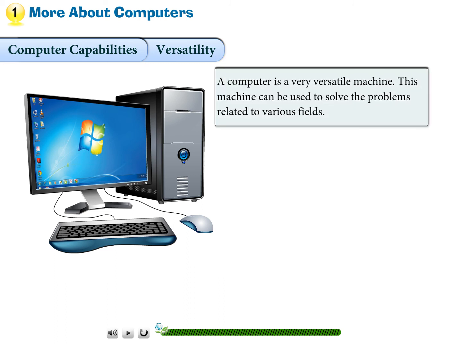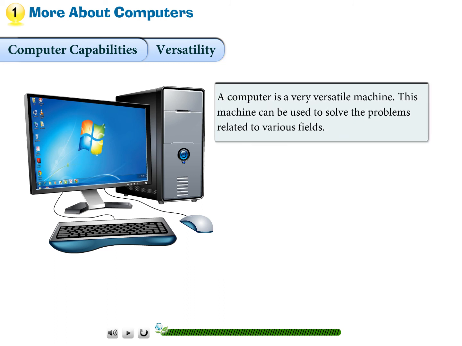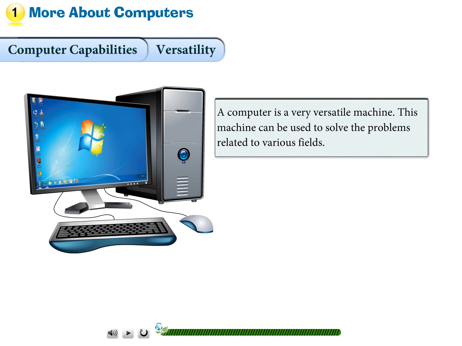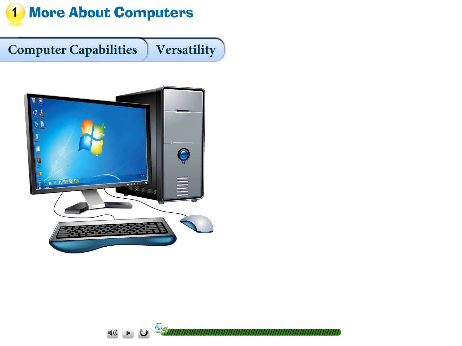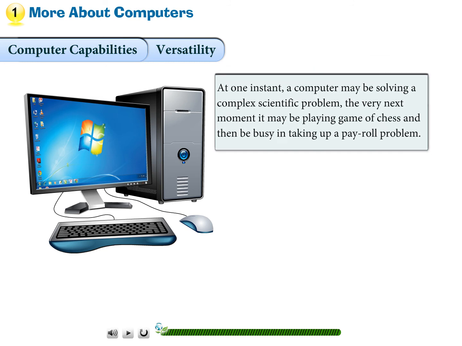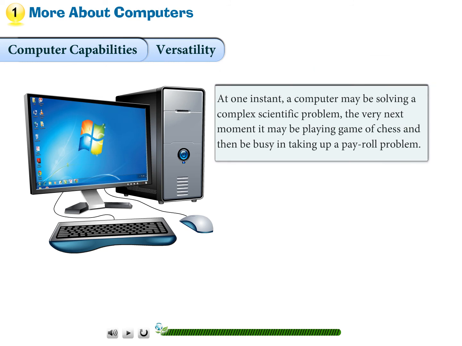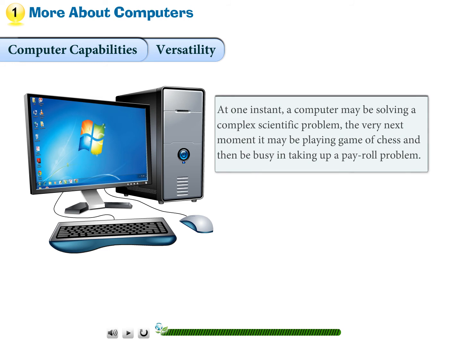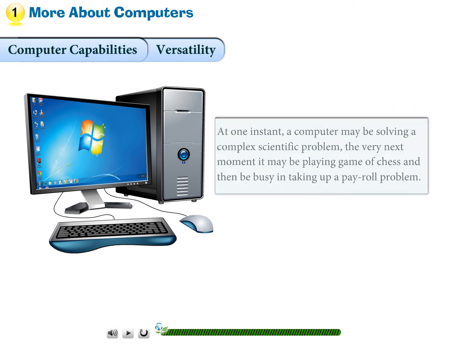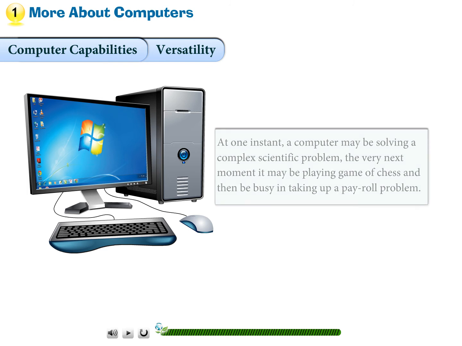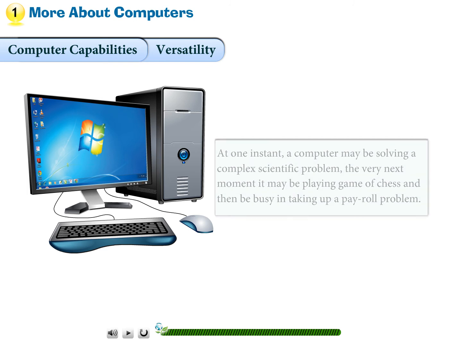Versatility. A computer is a very versatile machine. This machine can be used to solve problems related to various fields. At one instant, a computer may be solving a complex scientific problem. The very next moment it may be playing a game of chess and then be busy taking up a payroll problem.